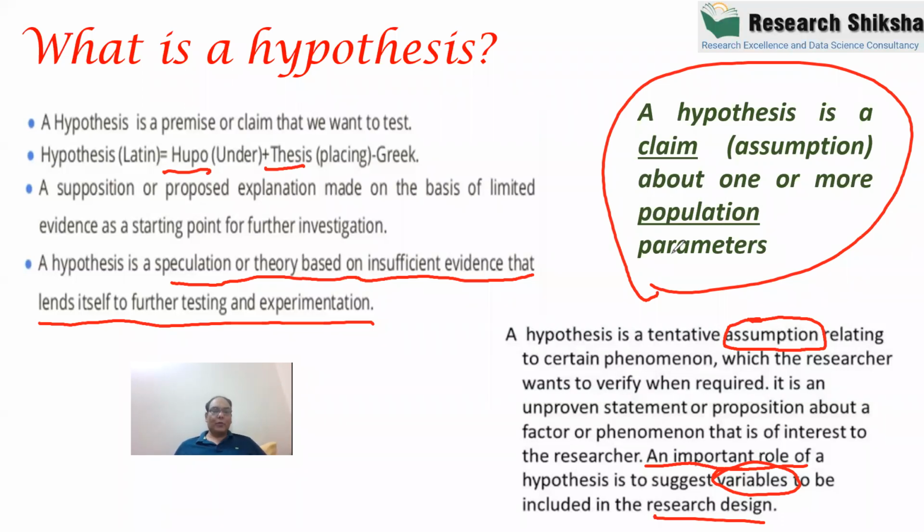Hypothesis is about the population. It is not about the sample. And we examine the hypothesis on the sample, but the result should be applicable to the population. So that's why a hypothesis is a claim or assumption about the population parameter. A parameter may be the mean, maybe the relationship, maybe the difference. Population parameter means something which is about the population, and we are finding it out with the help of the sample. So this is the definition of hypothesis.